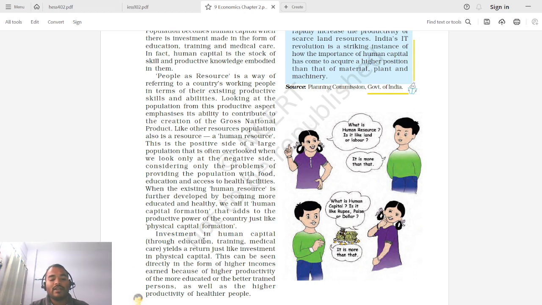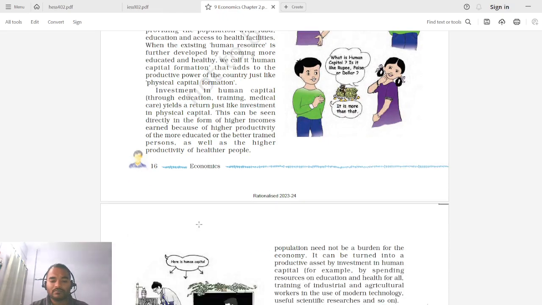This can be seen directly in the form of higher income earned because of higher productivity of the more educated or better trained person, as well as the higher productivity of healthier people. So the emphasis can be given on, say for example, if a person is highly educated, he can earn higher salaries. Because of higher earned salaries, he can improve the condition of his family, also help others to reach the same levels, and in this way he will increase the productivity and healthiness of the family, right?